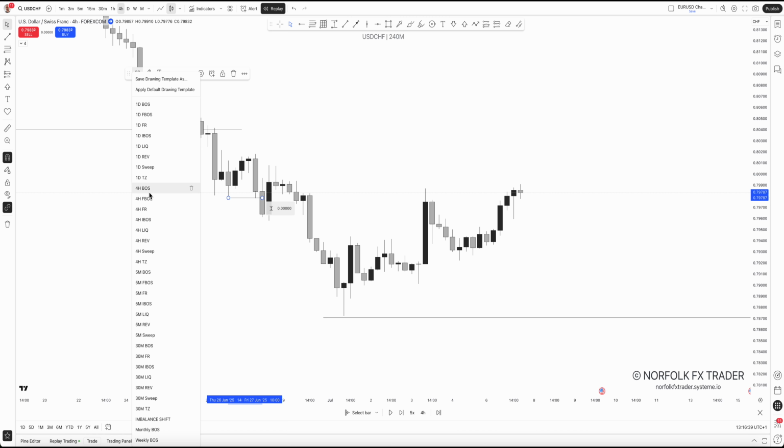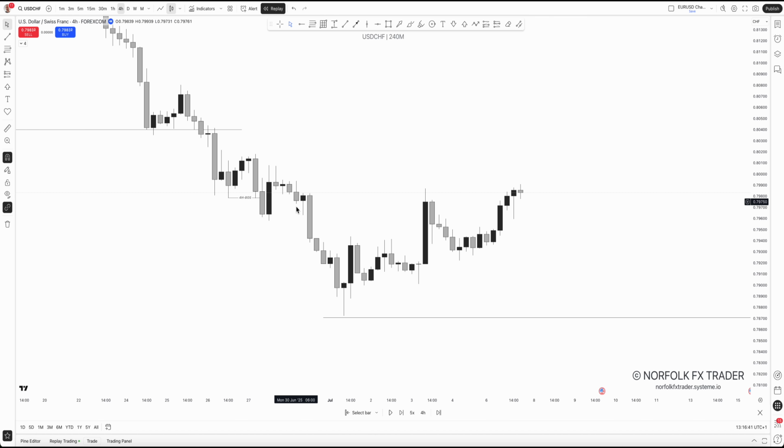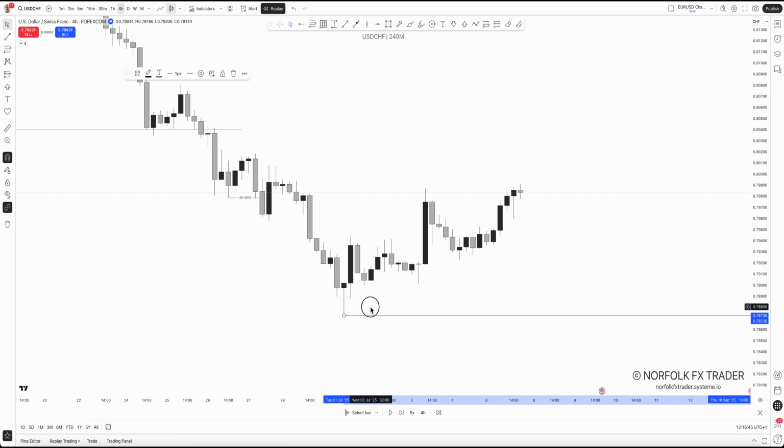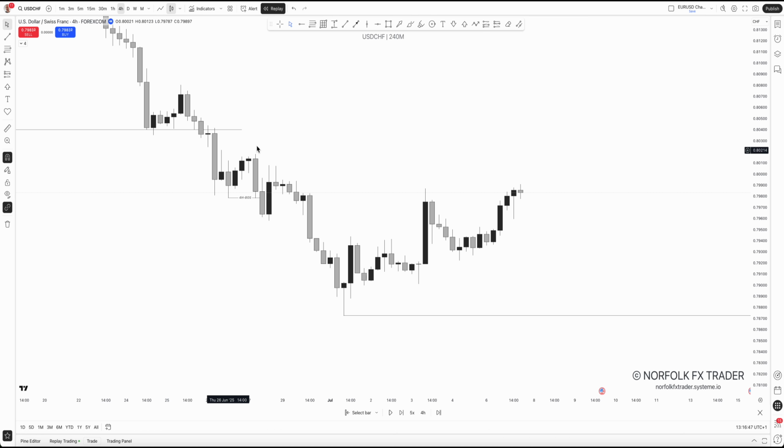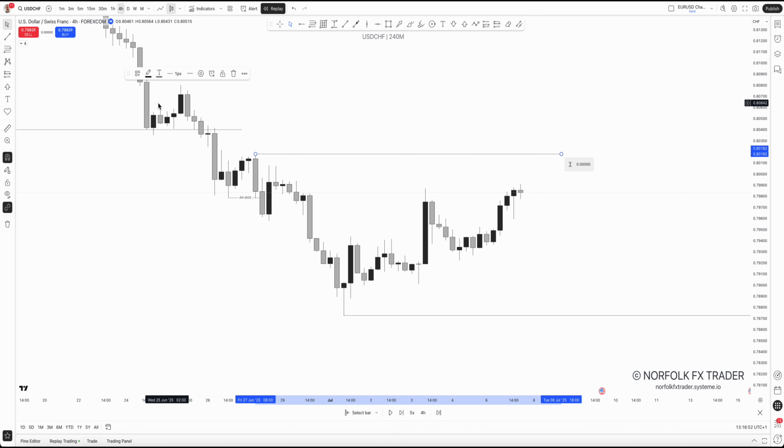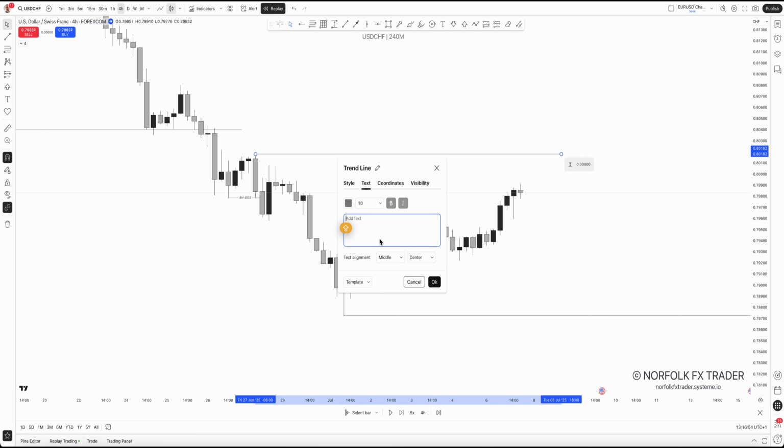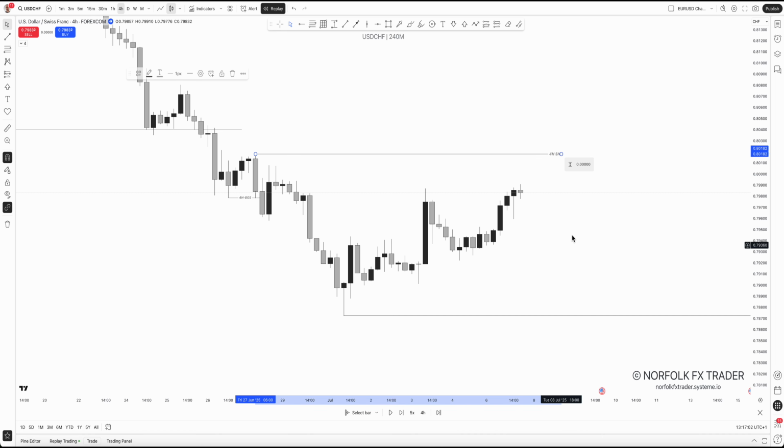So mark it out as a 4 hour break of structure. Now we don't have a valid pullback until this one. So this becomes our valid daily and our valid 4 hour low in that moment. And this then becomes a current high here in the market. And I'll just mark it out as well as a 4 hour. Okay, and as a strong high. Mark it to the right. And let's make that 12 there.